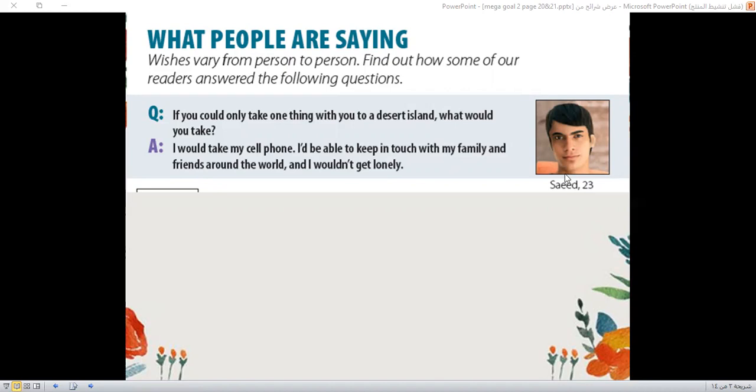Page 1. Listen and discuss. What people are saying. Wishes vary from person to person. Find out how some of our readers answered the following questions. If you could only take one thing with you to a desert island, what would you take? I would take my cell phone. I'd be able to keep in touch with my family and friends around the world, and I wouldn't get lonely.